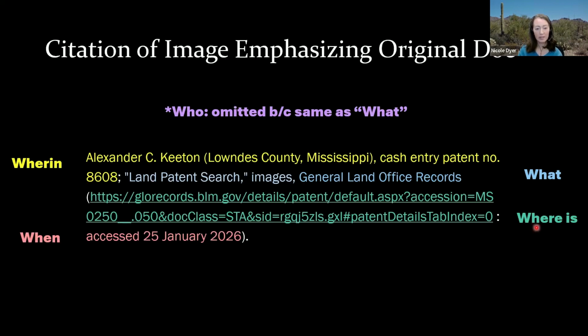Then we have the where, which is where is this published? And so we have, I like to include the full URL. That's my preference. ChatGPT didn't include the full URL because a lot of the Evidence Explained examples don't include that, and they just have the base URL. But for me, it's just so important to be able to get to the exact page.